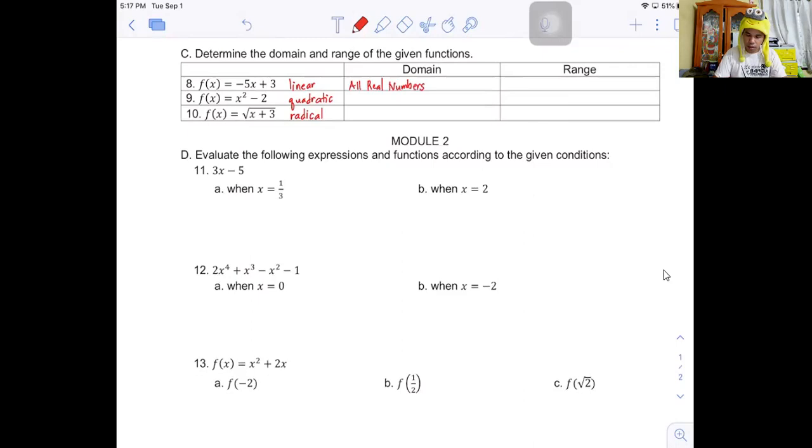Okay. Another way of writing this one is the set of all x such that x is an element of the set of real numbers. Now, take note of how the symbol element is written.